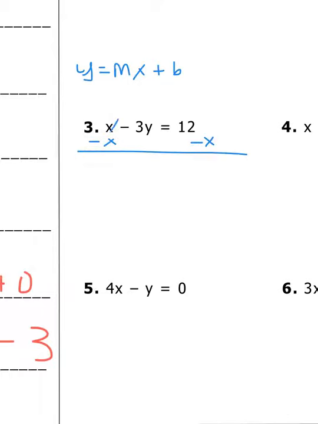Okay, so x minus x is 0. So we bring down our negative 3y. You can't combine 12 and negative x because they're not like terms. So we're just going to rewrite that, negative x plus 12. Now we still have to get y by itself, so we're going to divide by negative 3.